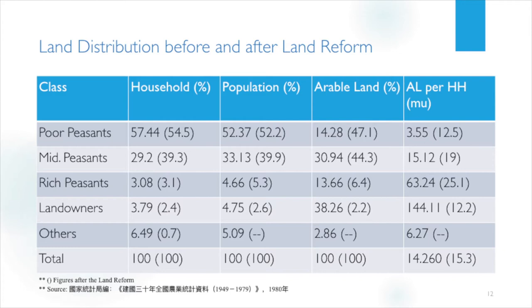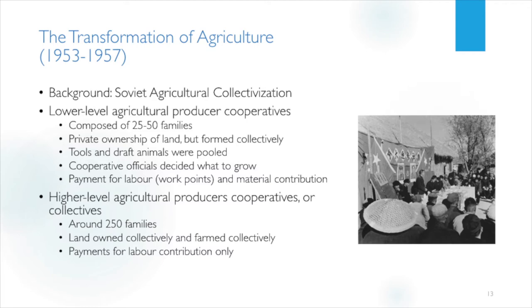Basically, this was done in the early 1950s, starting from 1950 to 1952 or so, and then later on you have the fundamental agricultural transformations. The land reform is the prerequisite. Mao Zedong's logic is that if you want to have collectivization, the first thing is to get the land back from the landowners, and then redistribute it to the poor peasants, and those poor peasants can form the cooperatives. So you have two types of cooperatives here.